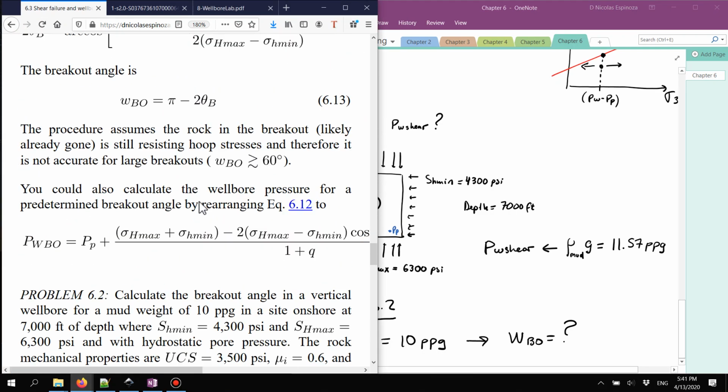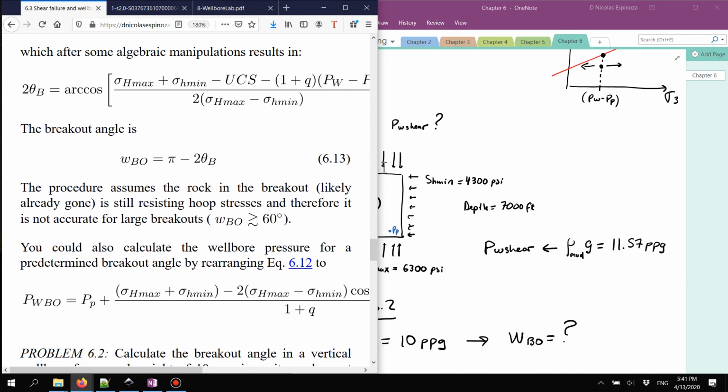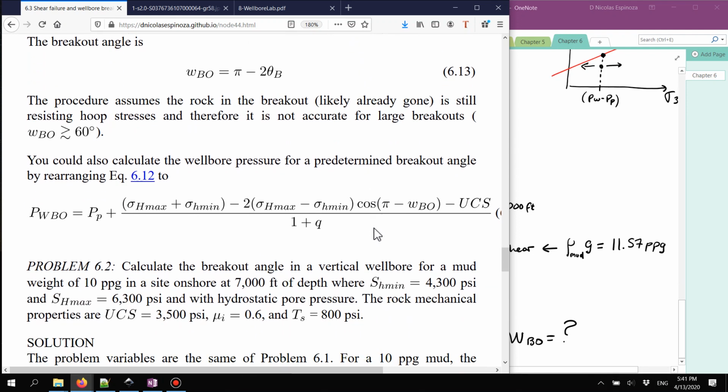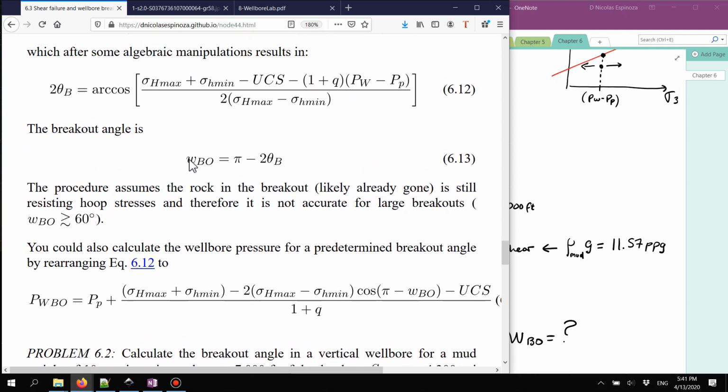So if you work through the problem, again, you may want to pause the video now and work on your solution. The answer is given by these two equations, 6.12 and 6.13. You have all the data that you need over there. The only thing to do will be to calculate PW using that mud weight. But other than that, you have everything. Please go ahead and try to obtain this breakout angle from these two equations, and then we'll check the solution.